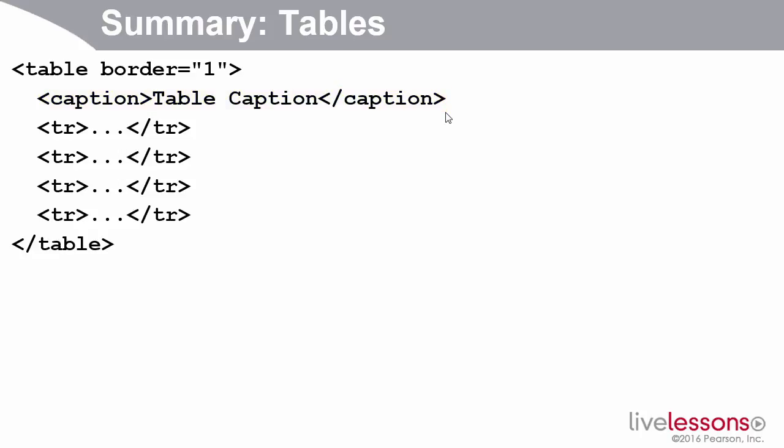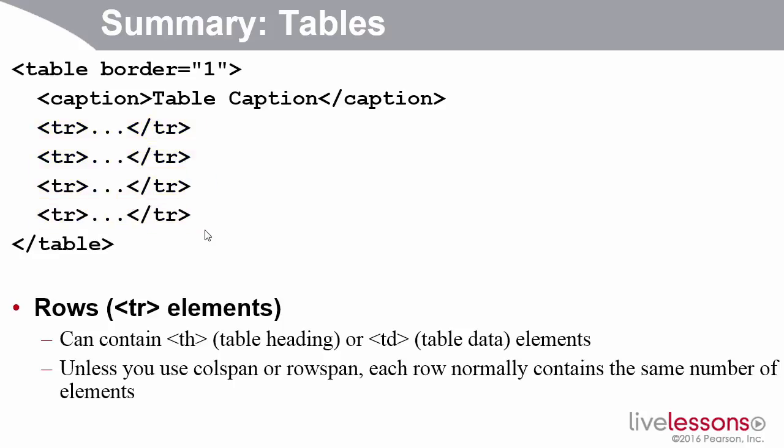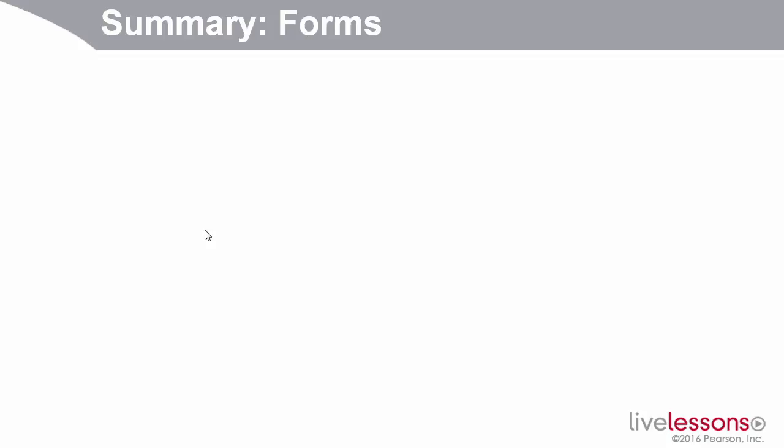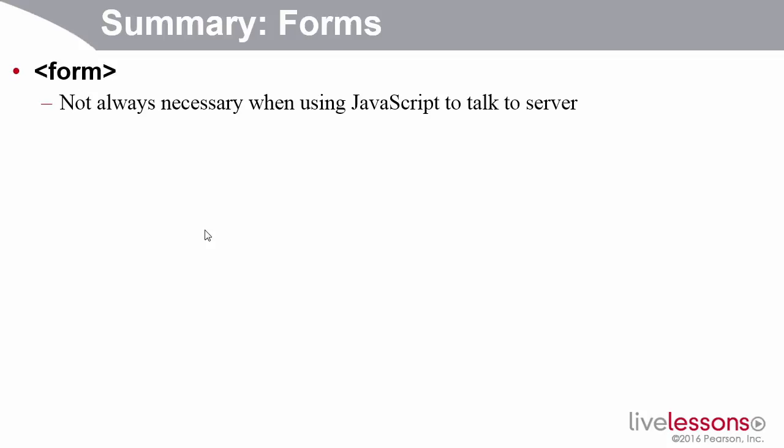Other than caption, the main thing that goes inside a table is a bunch of TRs. Don't forget the end tags. And inside the TRs are either THs or TDs. You can mix and match. There's no rule that THs have to go at the beginning, but it's more common to have THs in the first row. These are the headings, and TDs in the subsequent rows. These are the data cells. And unless you use colspan or rowspan, which we discussed, then normally each TR, each row, has the same number of elements.